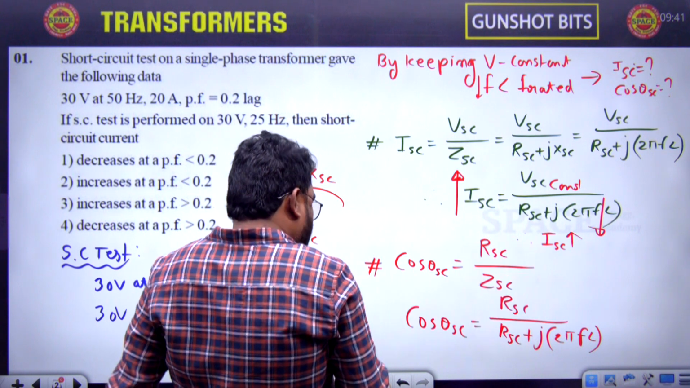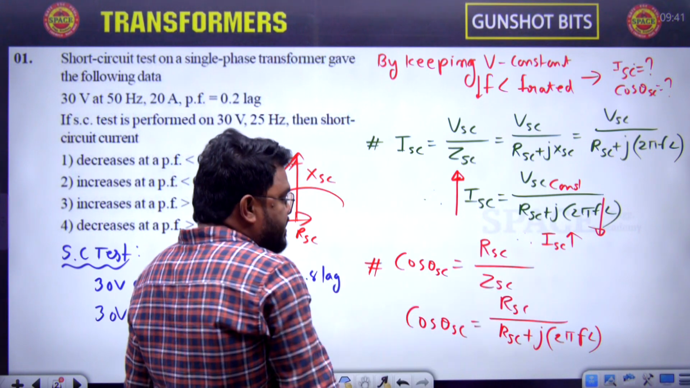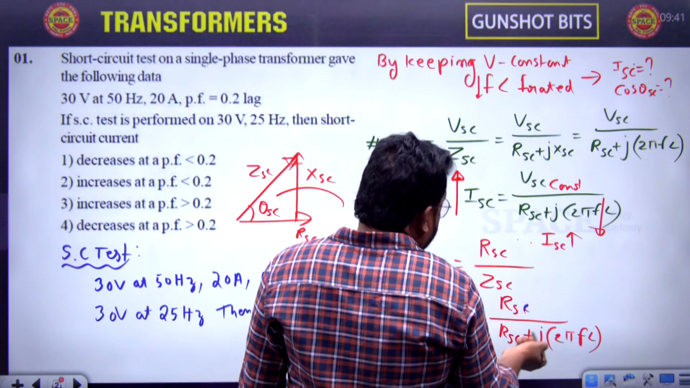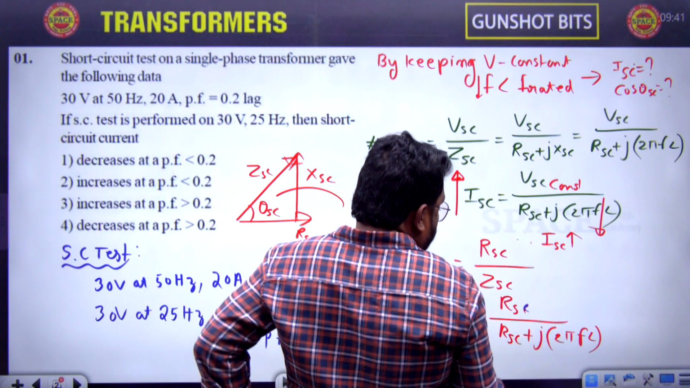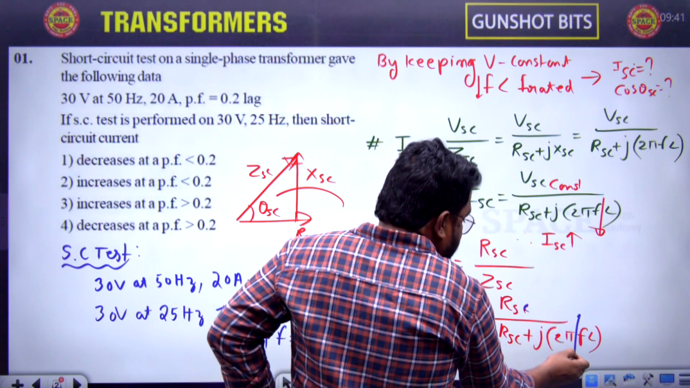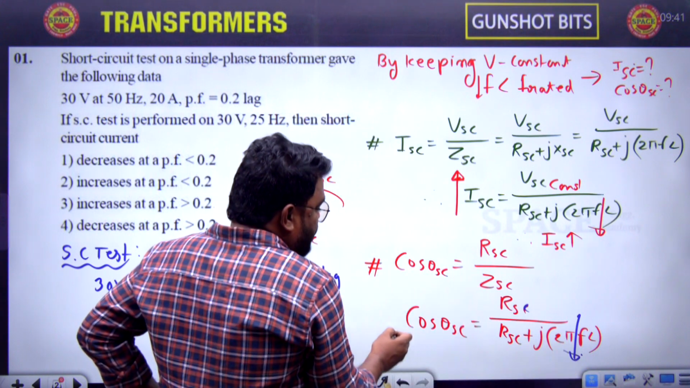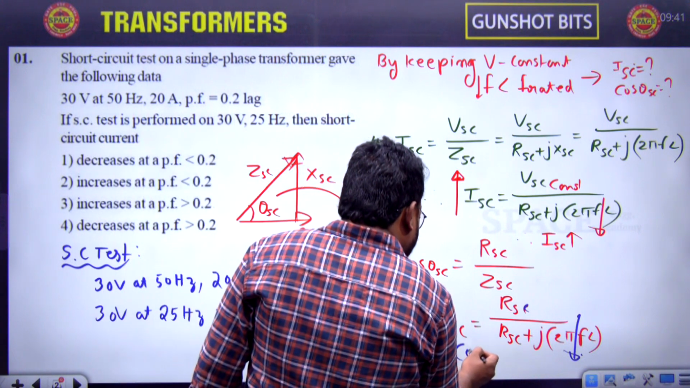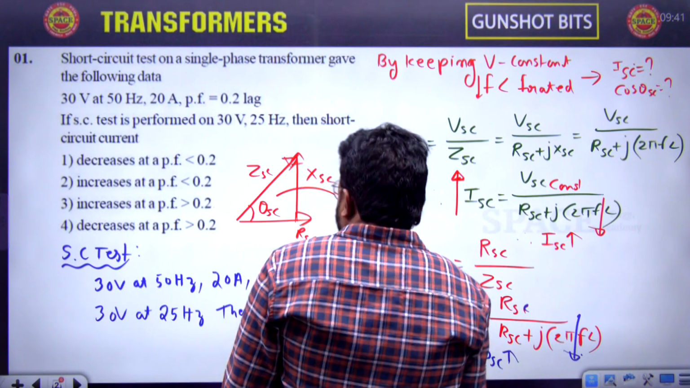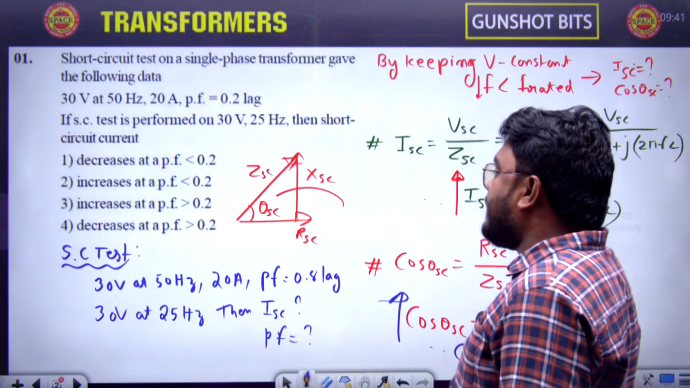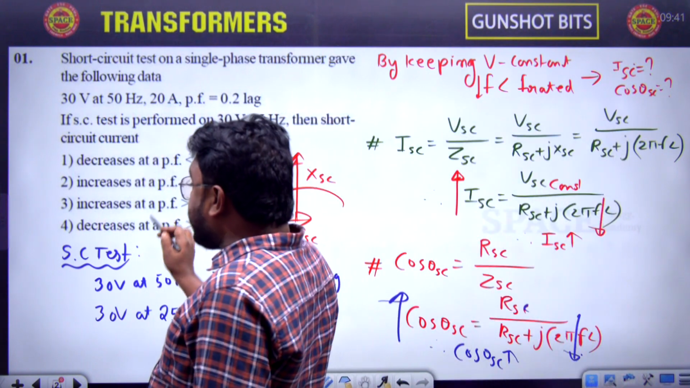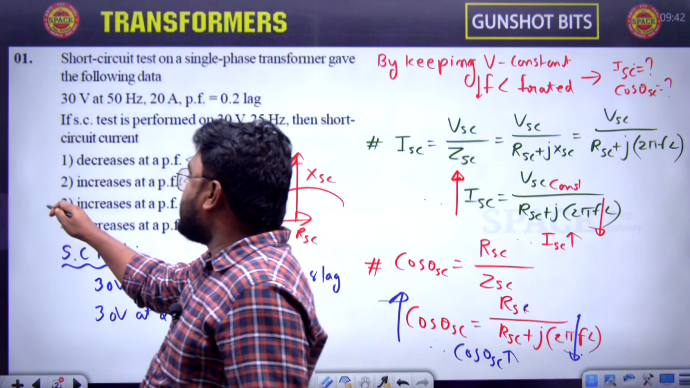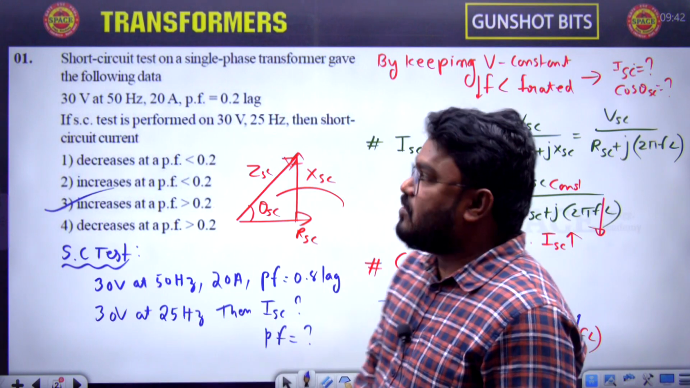What is the change in this short circuit power factor? The resistance is independent of voltage and of the frequency change. Since only the frequency is reduced below its rated value, the short circuit power factor will increase. Therefore the power factor of the transformer under short circuit will increase. So the short circuit current increases at a power factor greater than 0.2. Option 3 is correct for this question.